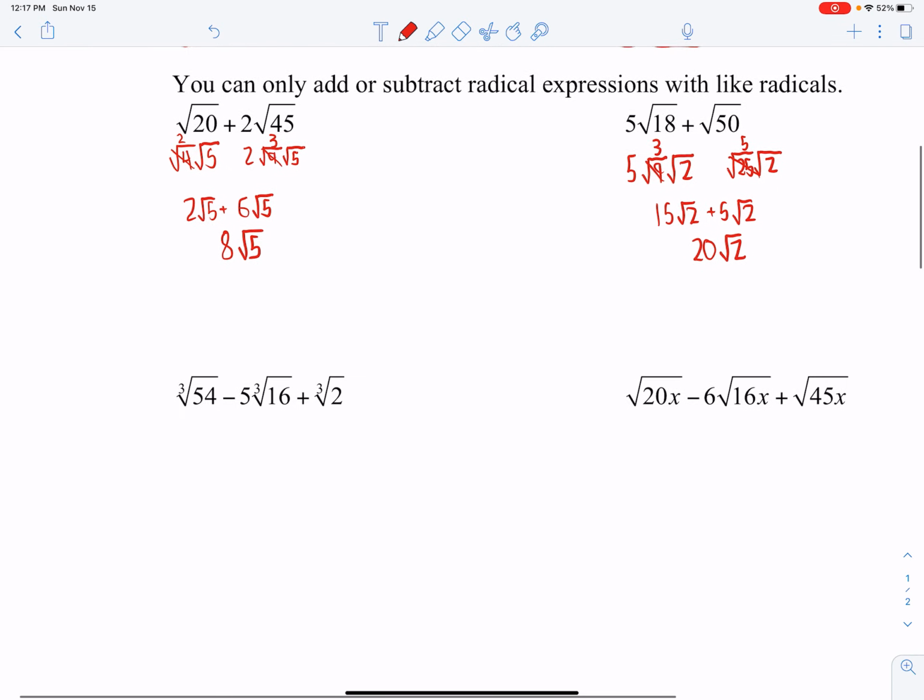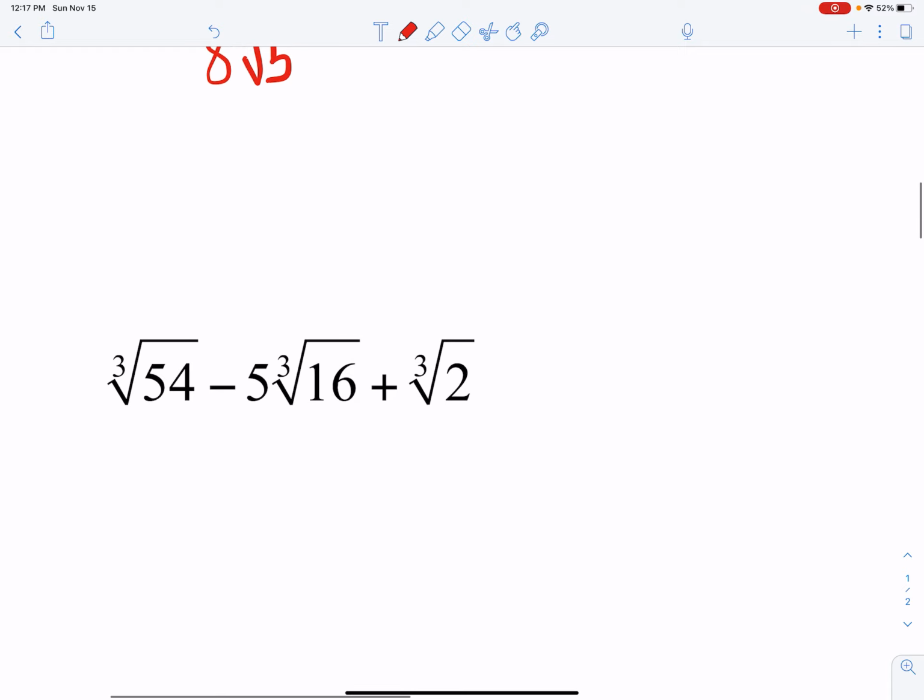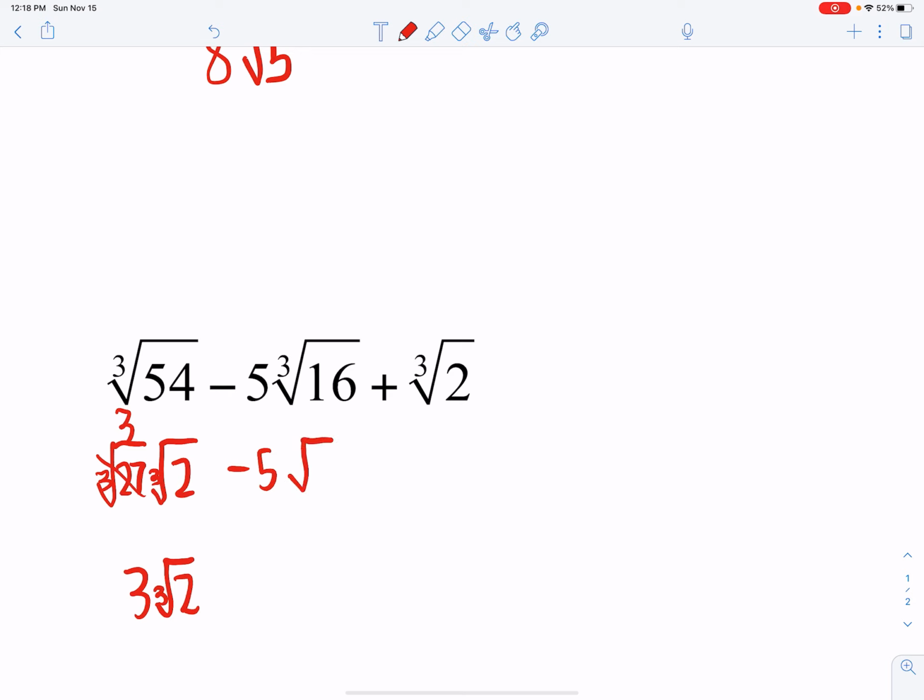So let's take a look at our next one. Our next one's a cube root problem. Here we start with, on the first one, the cube root of 54. And remember, with cube roots, you're usually looking for 8 or 27. For 54, 27 goes in there twice. So our first term here ends up as 3 cube root of 2. The next one, we have a minus 5 at the front. And for 16, that one you would split up into 8 times 2. And the cube root of 8 is 2. Negative 5 times 2, we end up with minus 10 cube root of 2.